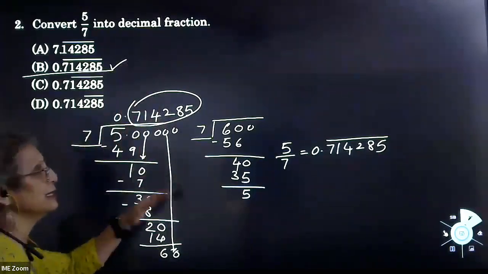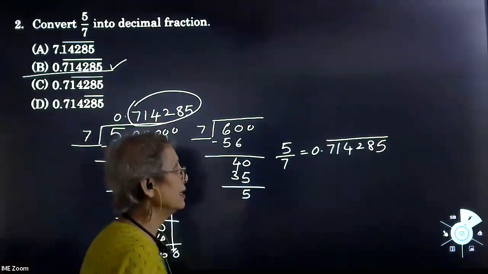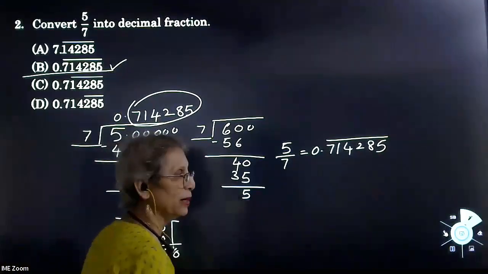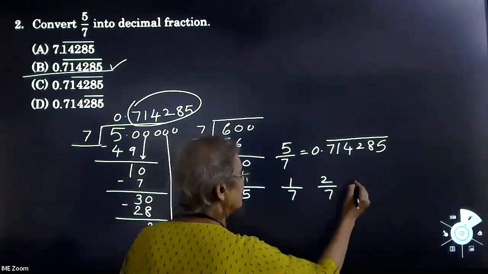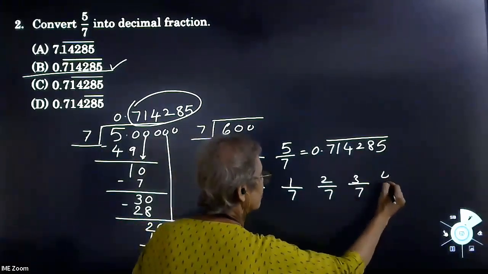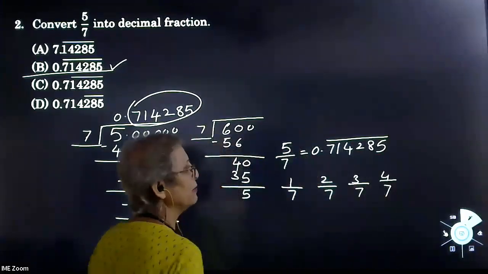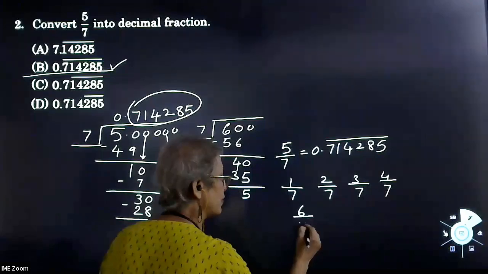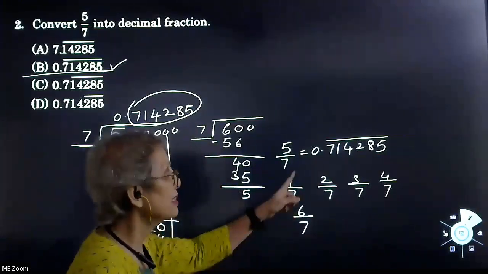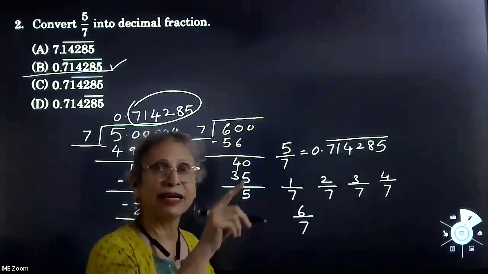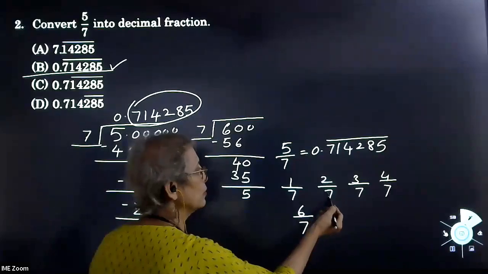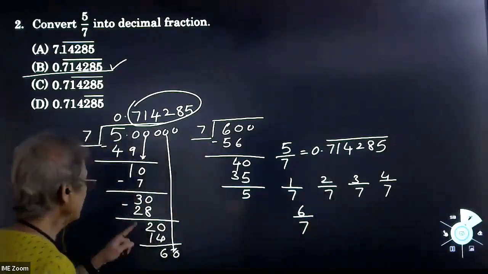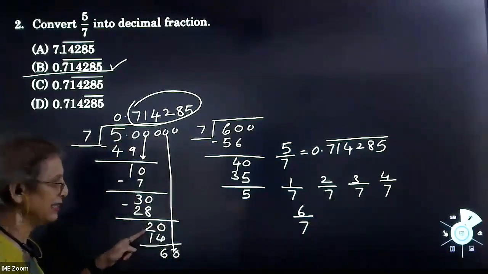And one thing more regarding this 7. You can try at home afterwards. Find out 1 upon 7, 2 upon 7, 3 upon 7, 4 upon 7. We have done 5 upon 7, and one more is 6 upon 7. You will get the same digits, but in a different order. For example, suppose I do 2 upon 7. Where is my 2? I'm getting 2 here, right?